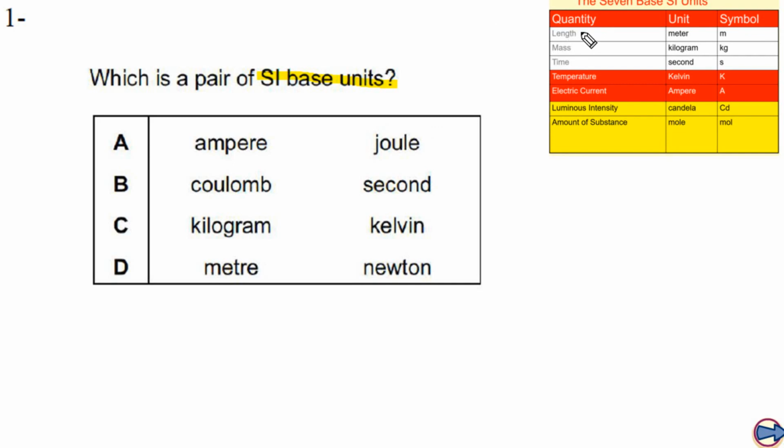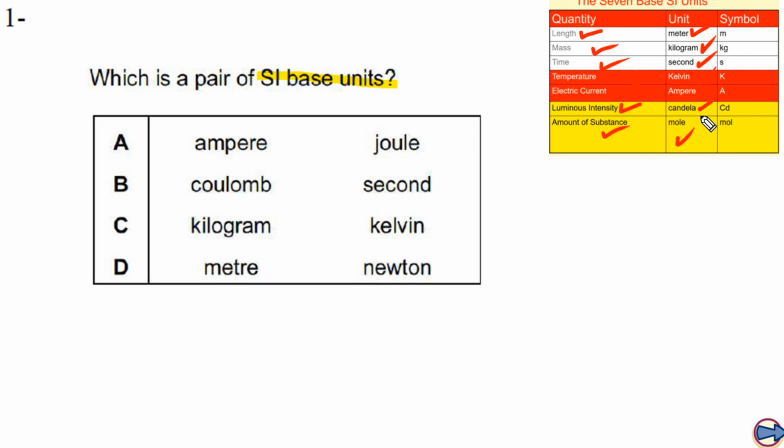In this column we have SI quantities. As you can see, length is a quantity, its unit is meter. Mass is a quantity, its unit is kilogram. Time, seconds. Temperature, Kelvin. Electric current, amps. Luminous intensity, candela. Amount of substance, volt. So these are the 7 SI base units and 7 SI quantities.